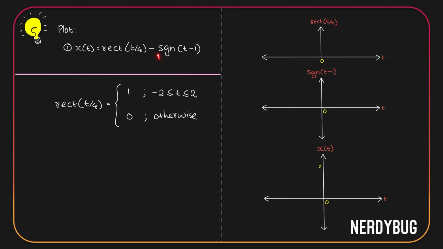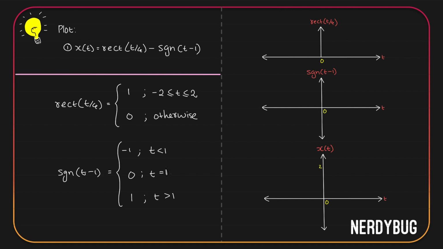Similarly, what is happening to the Signum function here is time shifting. We have t minus 1, which means it is going to shift 1 unit towards the right. Mathematically, we get signum of t minus 1 is going to be minus 1 if t is less than 1. The transition is now happening at plus 1. And plus 1 if t is greater than 1.